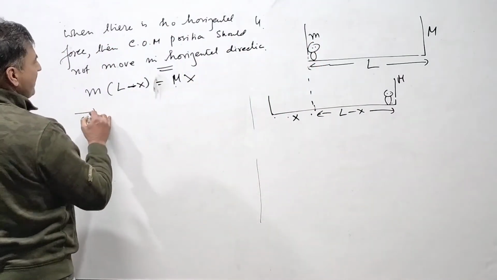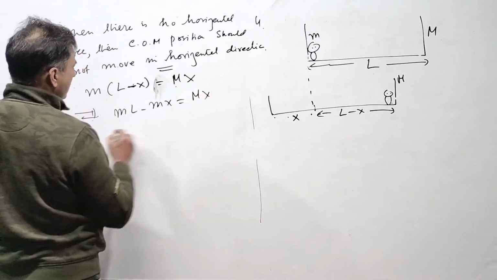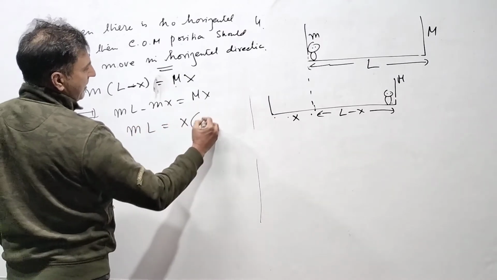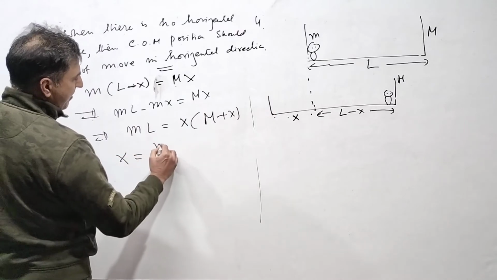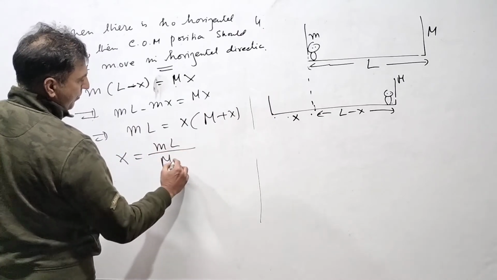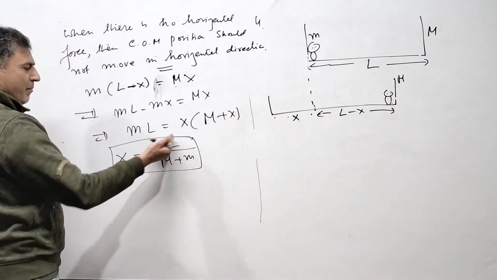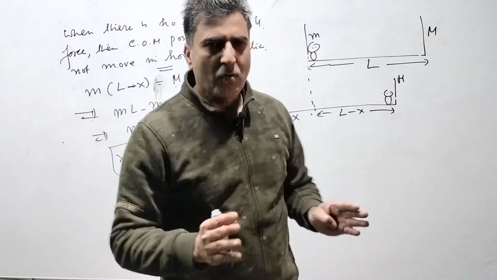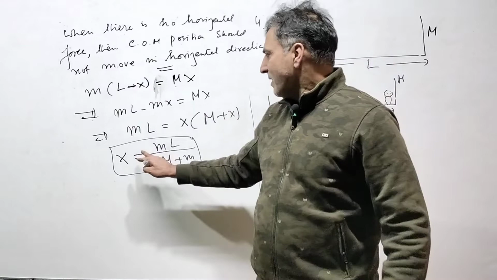तो इसमें हमें x मिलेगा, mL minus mx is equal to Mx. So it is mL is equal to, यहाँ x कॉमन निकलेगा, M plus m times x. तो what is x? That is mL by M plus m. That is the answer. So the boat will go mL by M plus m in the backward direction, because man goes in the forward direction. Man goes in the forward direction and the boat will go in the backward direction by this much of amount.